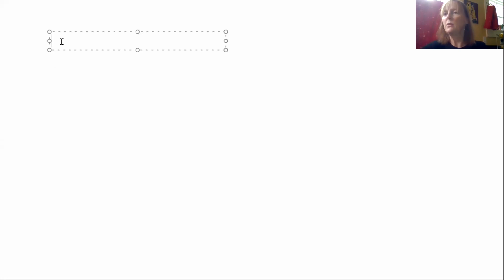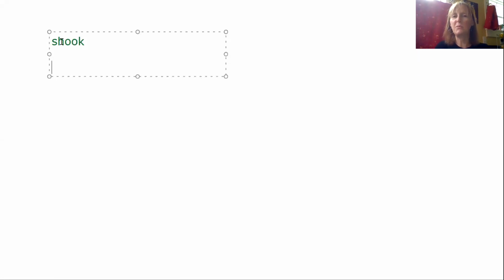Let's start with the word shook. So we know that we're mostly studying two types of words, words that have the OO in the middle, the ush sound, and the words that have the ow sound, like OU or OW. So shook is just going to have that sh initial sound, and then the two O's and a K at the end, shook. I hope you've got that down.